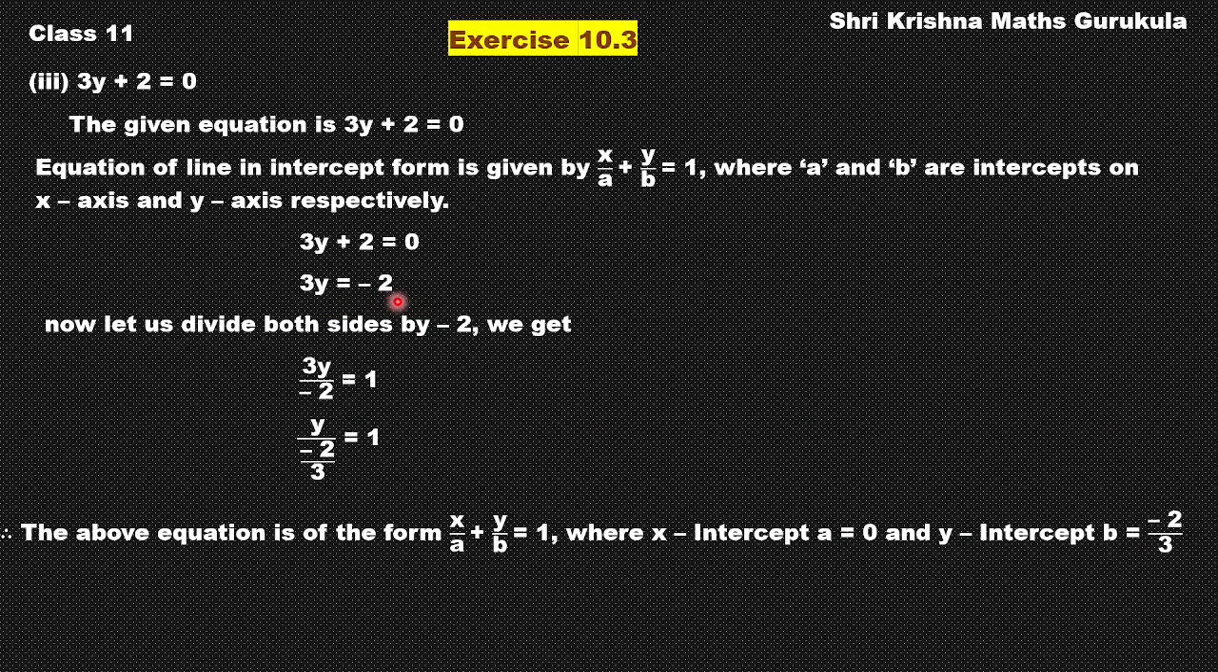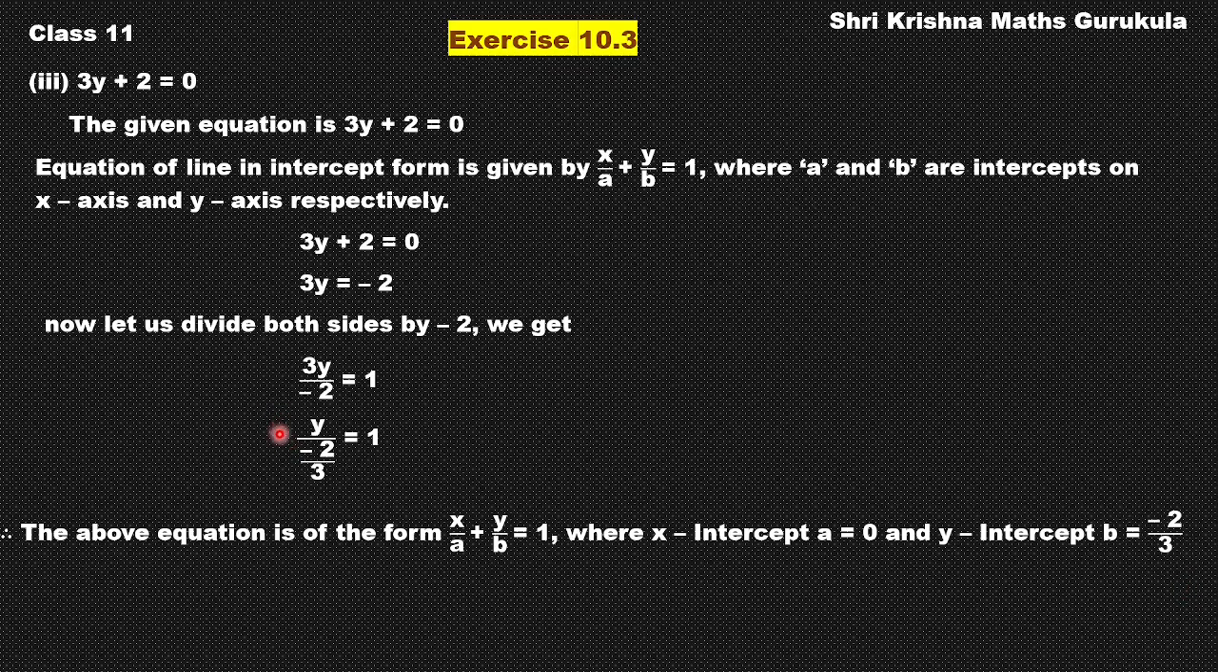So a line parallel to the x-axis cannot have an x-intercept. Do you agree? It has to cross the x-axis, but it is already a line parallel to the x-axis. It will never cross the x-axis. So the x-intercept is 0. That is why we chose to write a as 0. Is this clear? And the y-intercept is minus 2 by 3.